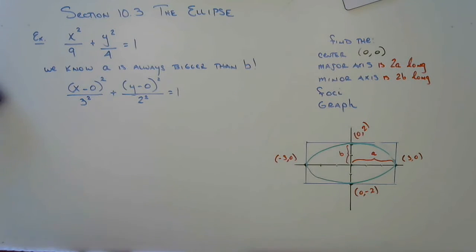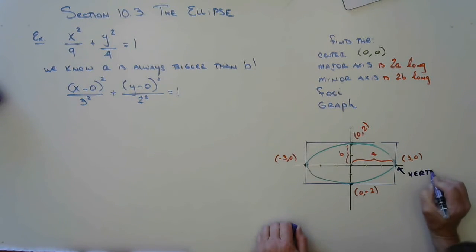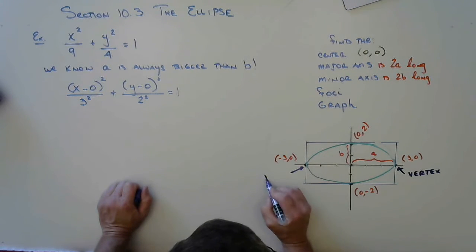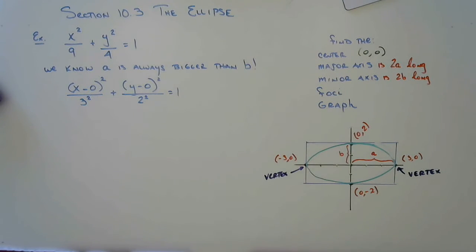So we have names for the end points of the major axis. This point right here is called a vertex. And this point right here is called a vertex. Make sure you get that in your notes, because in the homework, they're going to ask you, where are the vertices? Vertices, plural of vertex. The vertices are at the end points of the major axis.